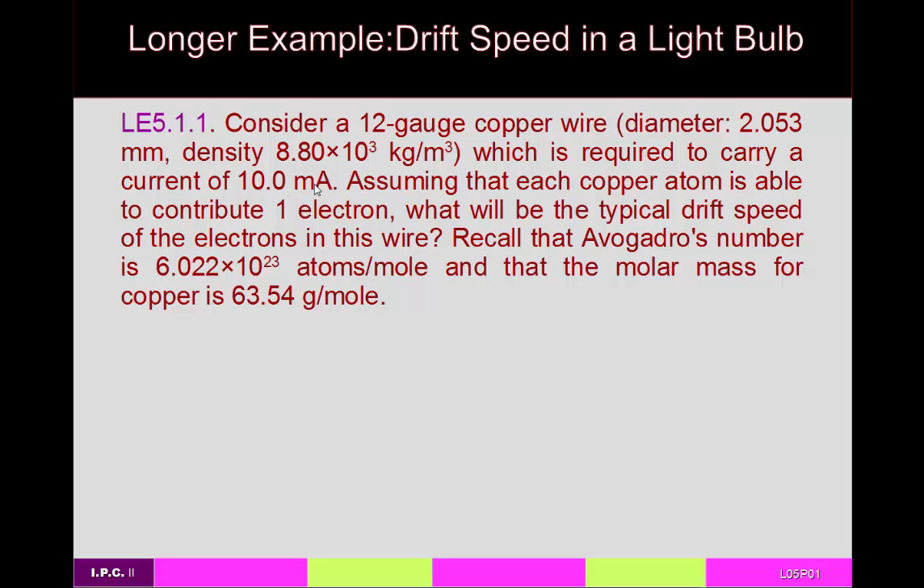We're going to assume here that each copper atom can contribute 1 electron. And so what we want to know is what's the typical drift speed of the electrons in this wire. And the hints that we need to answer this are that Avogadro's number tells us how many atoms per mole there are, and the molar mass tells us how many grams per mole.